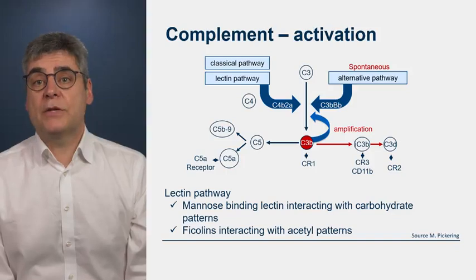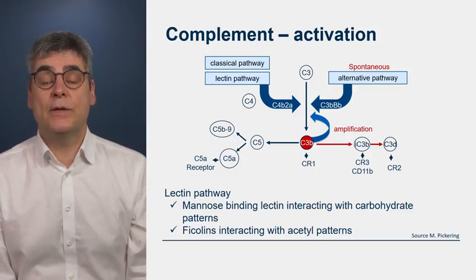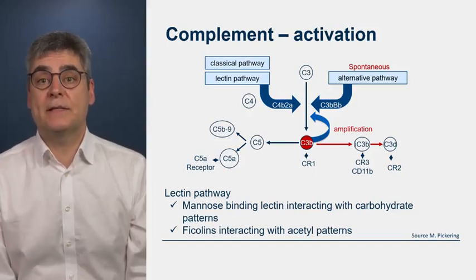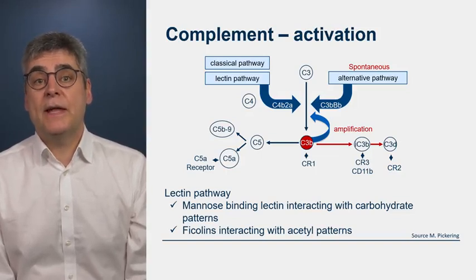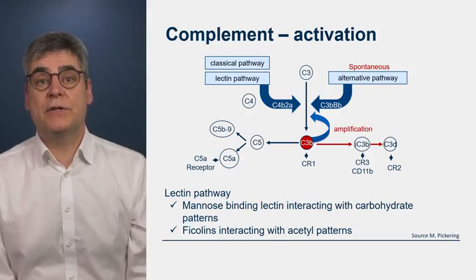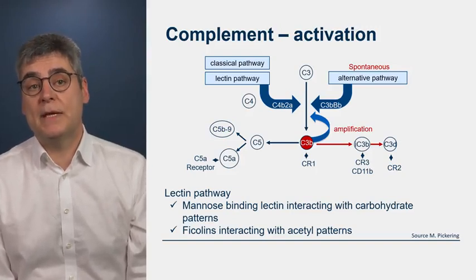The lectin pathway is triggered by the interaction of mannose-binding lectin with carbohydrate structures, analogous to the interaction of C1q with immune complexes. And it can also be activated by the interaction of ficolins with acetylated structures. The lectin pathway shares activation proteins with the classical pathway such that it results in the production of an identical C3 convertase denoted C4b2a.